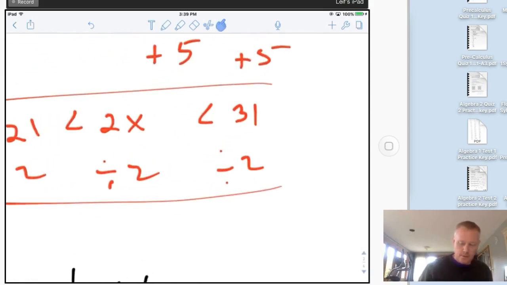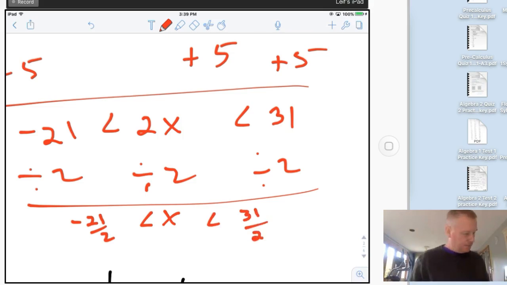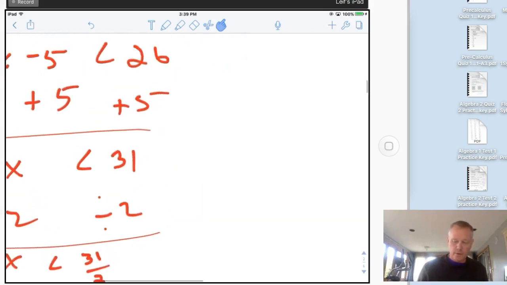And running out of space. So I get x, negative 21 divided by 2 is negative 21 over 2, and 31 divided by 2 is 31 over 2. Okay, and I'm just going to leave it like that. If they ask you to graph it, you go graph it. That's negative 10.5 and 15.5, whatever.